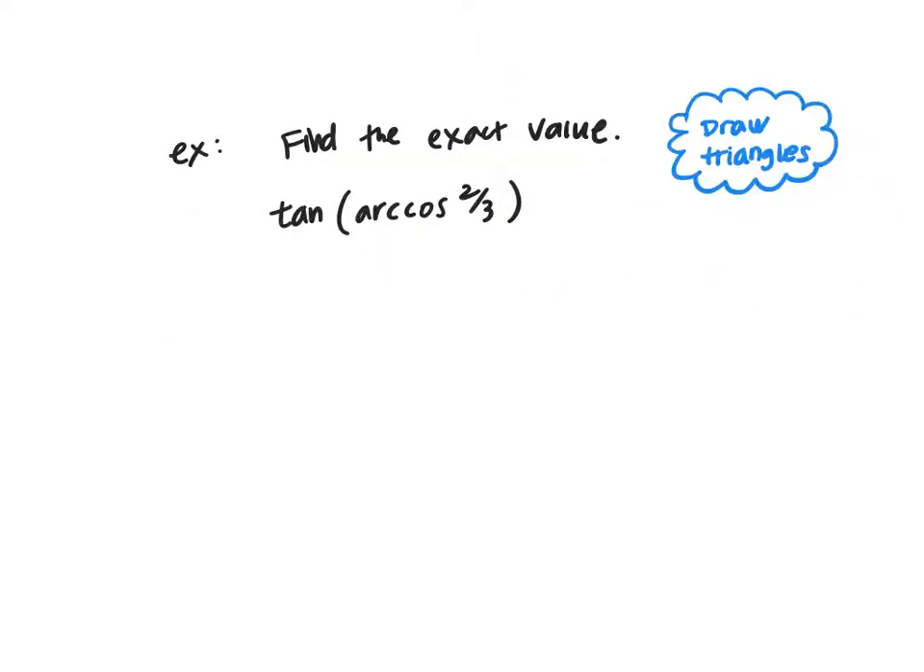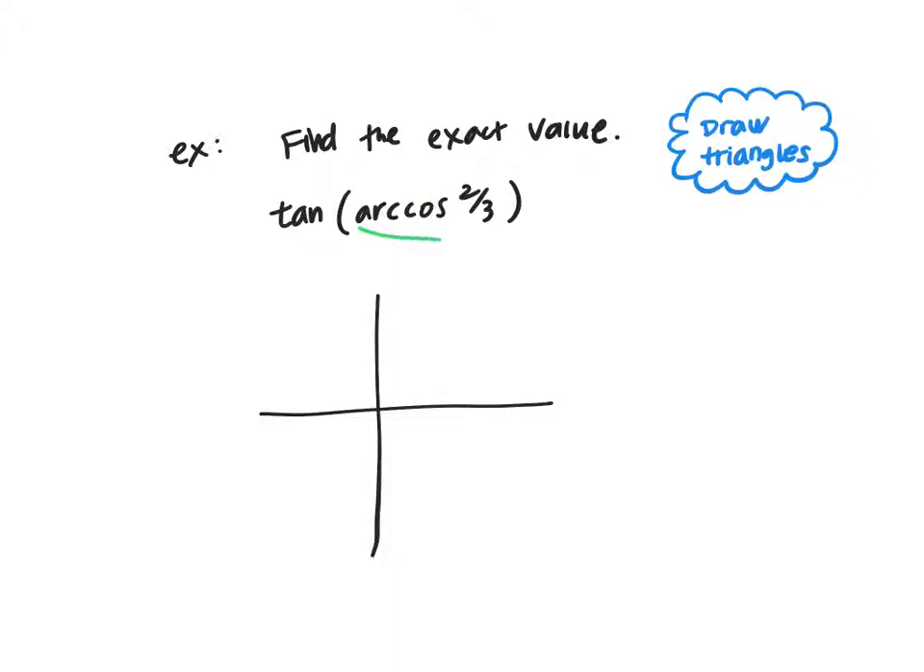Last type of problem, find the exact value. Find the tangent of arc cosine of 2/3. Notice this problem is different from the ones we were just doing, because these are not just straight inverses of each other, like tangent and arctangent, or inverse cosine and cosine. These two functions are different. When you have two functions that are different, it's a composite function because you have a function of a function. You want to draw triangles.